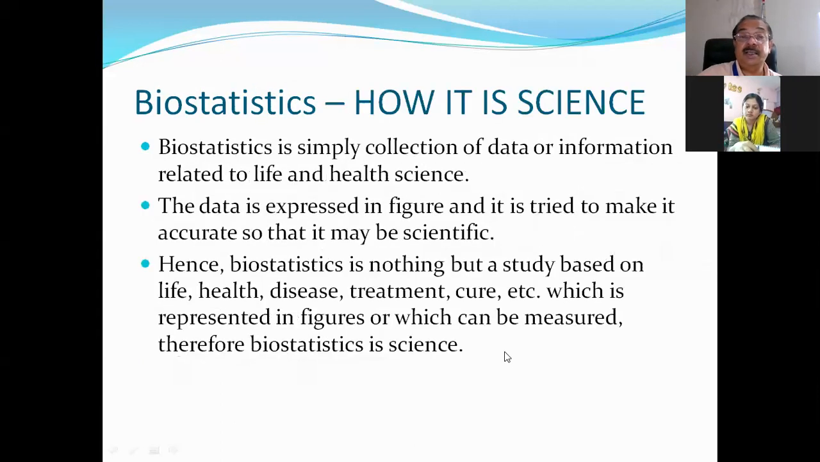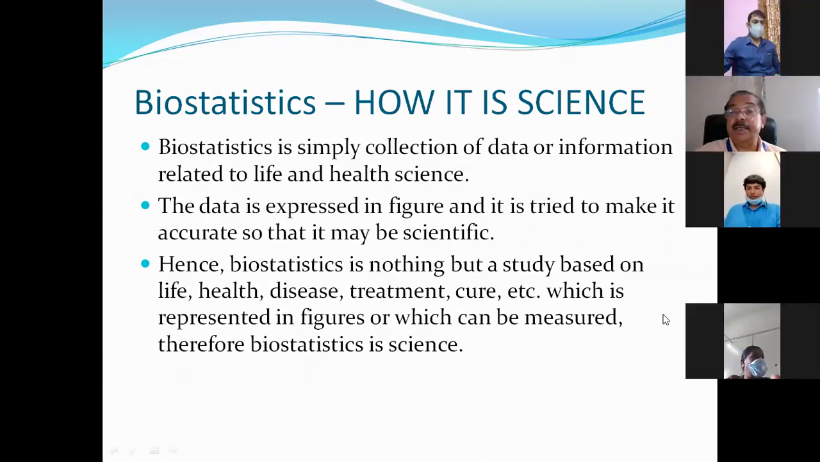Next, let us see that biostatistics is science. We say, then you need to justify how it is science. So there are certain criteria which are to be understood.